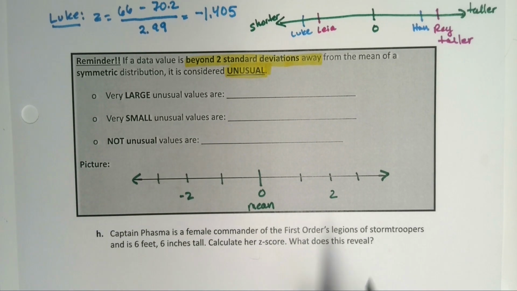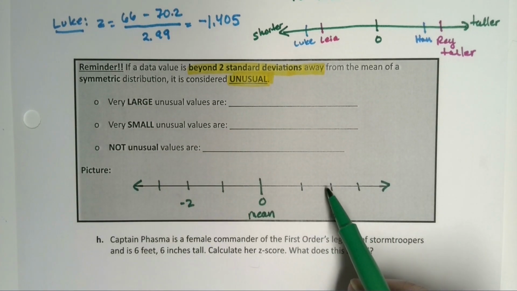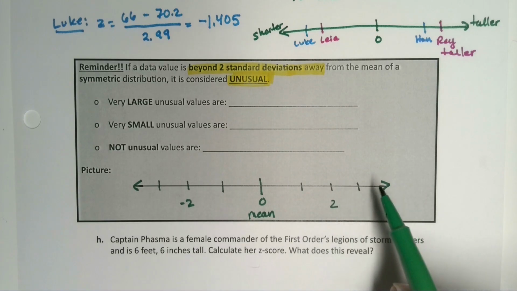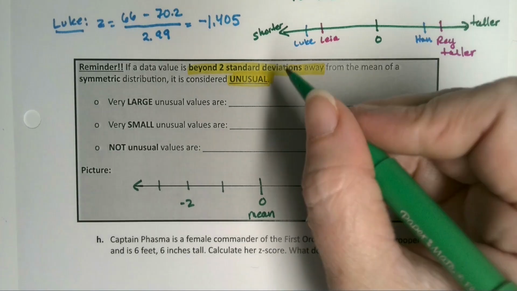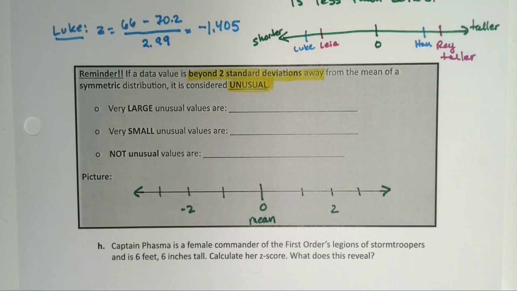So anything that is unusually large would be anything greater than 2, more than 2 to the right. Oh, actually, let me highlight these in a different color.